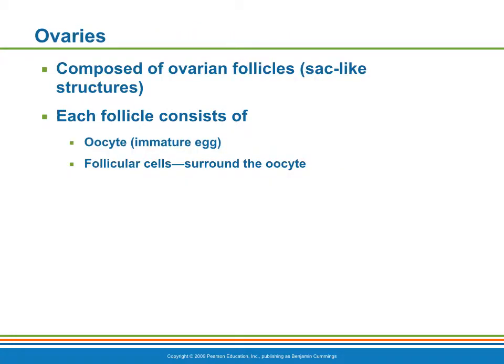The ovaries are composed of ovarian follicles, and as I said, these follicles are all made before the child comes out of the womb of the mother. And each follicle consists of an immature egg, which is called an oocyte.